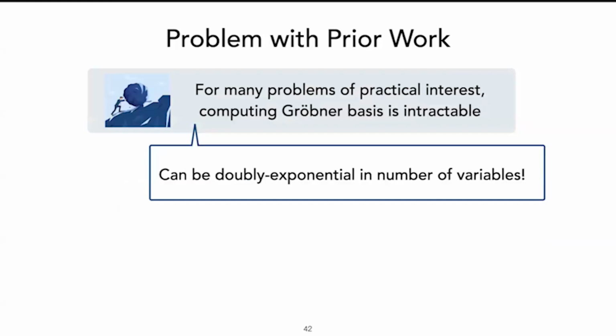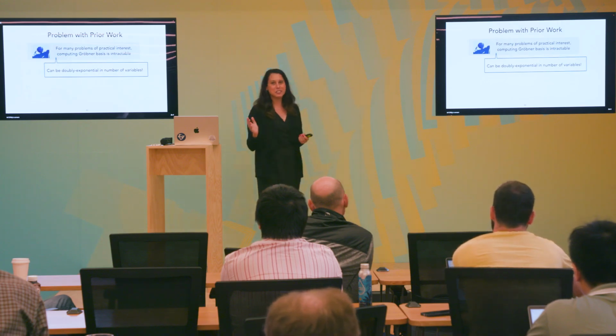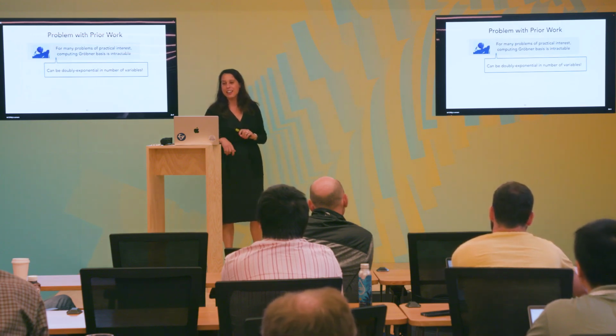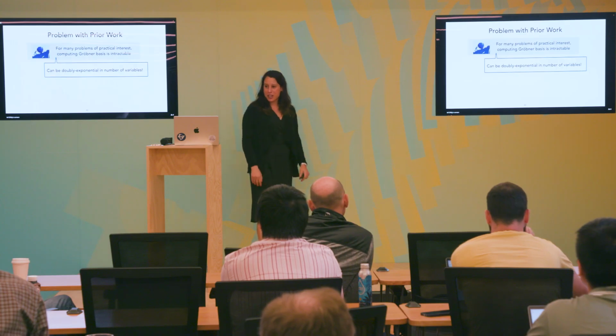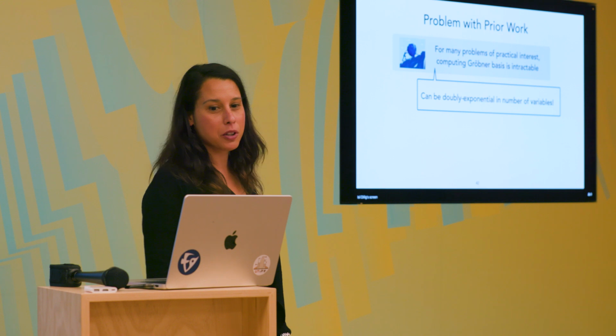Okay, but here's the problem. When I was talking about the previous algorithm, we said we can do the ideal membership check in linear time. I was expecting one of you to ask, but what about computing the Gröbner basis? Well, that's the bit that's sticky. In the worst case, Gröbner basis computation can be doubly exponential in the number of variables.